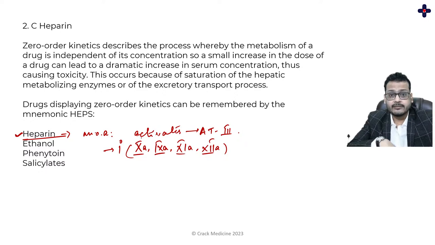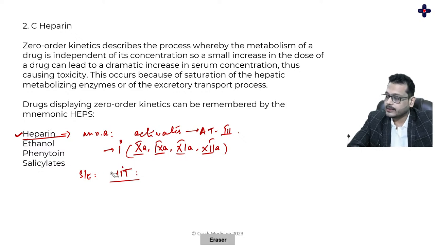Okay, so the side effects obviously is bleeding, that is the first thing. And the second point that I wanted to talk to you, the second side effect is HIT, H-I-T, that is heparin-induced thrombocytopenia. What happens in some of the cases is, it's an immune-mediated process which forms antibodies, okay? Now these antibodies cause activation of platelets, and they start destroying the platelets. So there is a massive thrombocytopenia due to the administration of heparin.